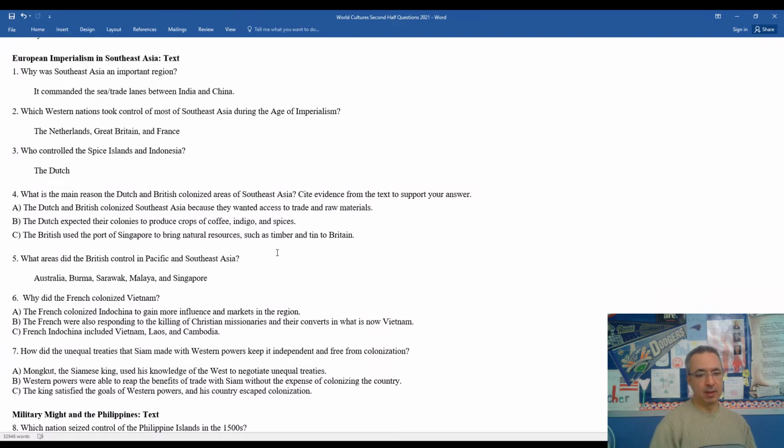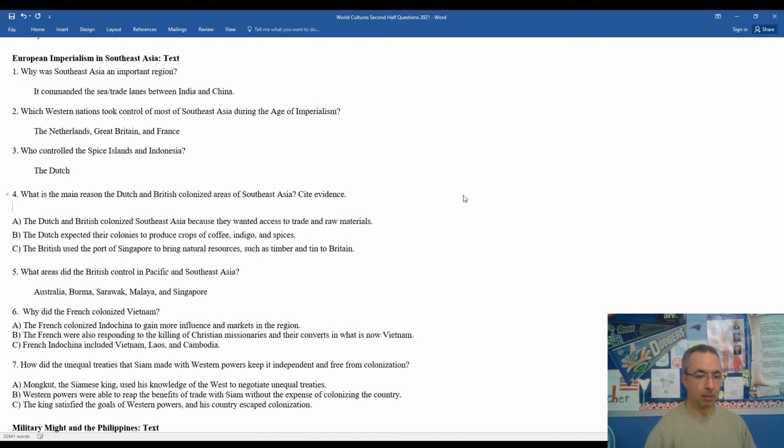4, what is the main reason the Dutch and the British colonized Southeast Asia? The Dutch and the British colonized Southeast Asia because they wanted access to trade, they wanted raw materials. The Dutch expected their colonies to produce crops including coffee, indigo, which is a dye for cloth, and spices. The British used the port of Singapore to bring natural resources such as timber and tin to Great Britain.